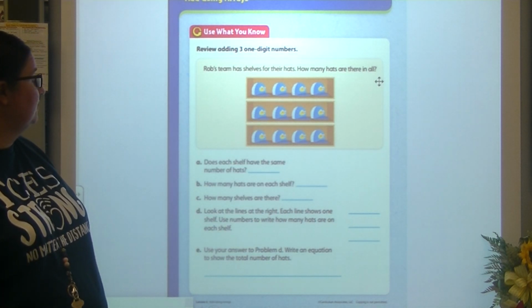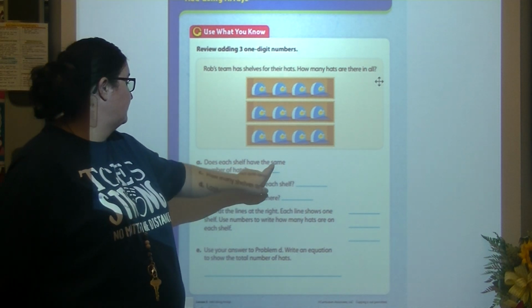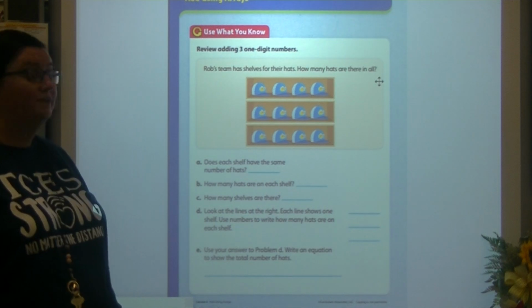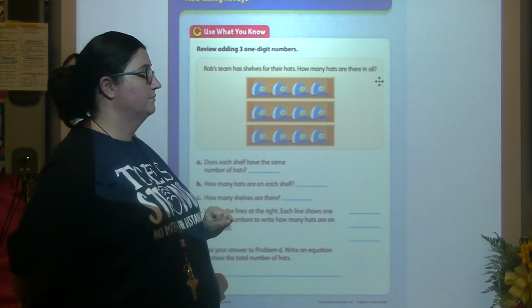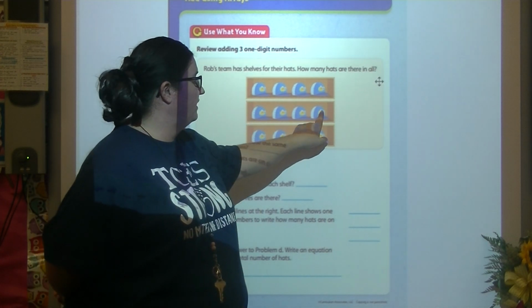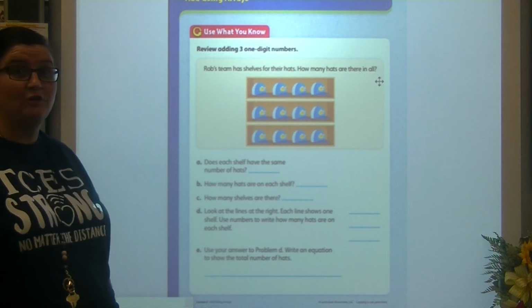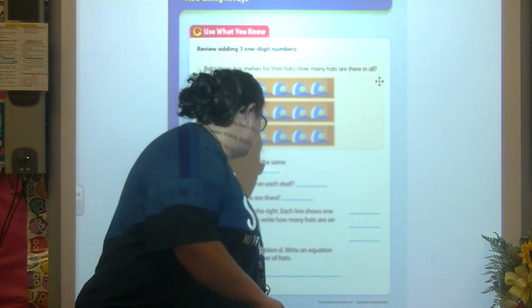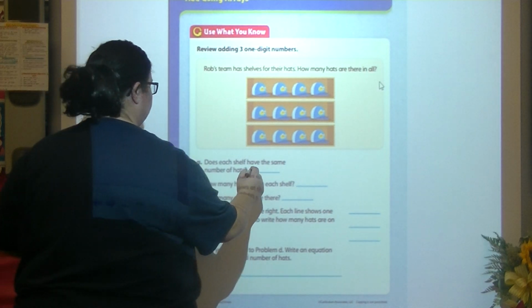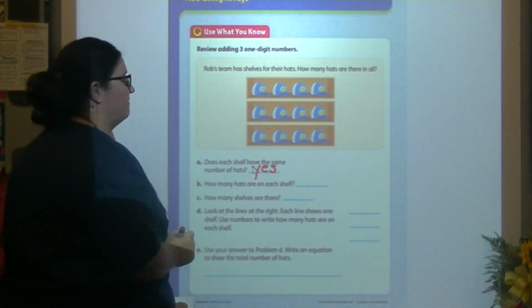All right, let's look at the questions. Does each shelf have the same number of hats? All right, do they? Let's look. 1, 2, 3, 4. 1, 2, 3, 4. 1, 2, 3, 4. All right, so do they? Yes. So on A we can write yes. Yes, they do. They all have 4.